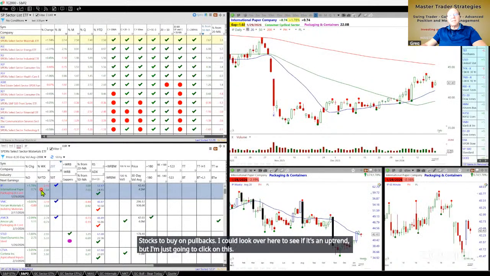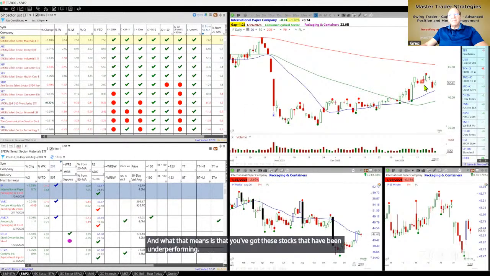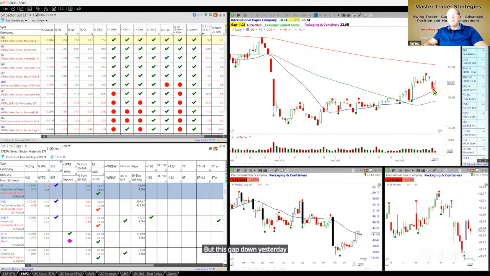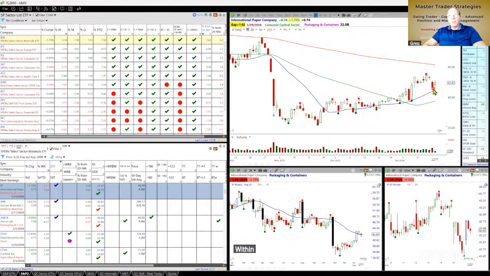And it's transitioning. We've been finding a lot of bottoming patterns lately. What that means is that you've got these stocks that have been underperforming. But with this gap down yesterday, when I look at something like International Paper, I remember this being mentioned in the Green Room within the last couple of weeks because it was bottoming and turning up. And now it gaps down yesterday. And you'll often hear me say, well, maybe it was a victim of the market. Either way, it's been damaged, but it can rebuild.